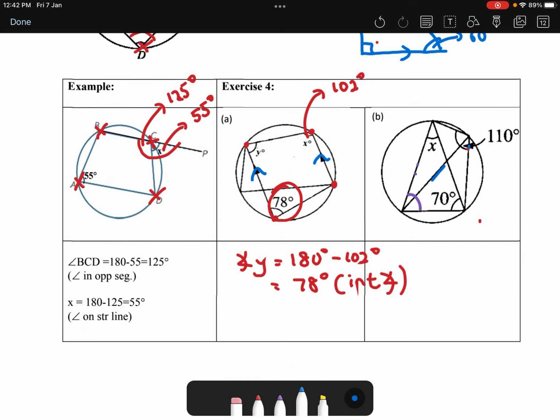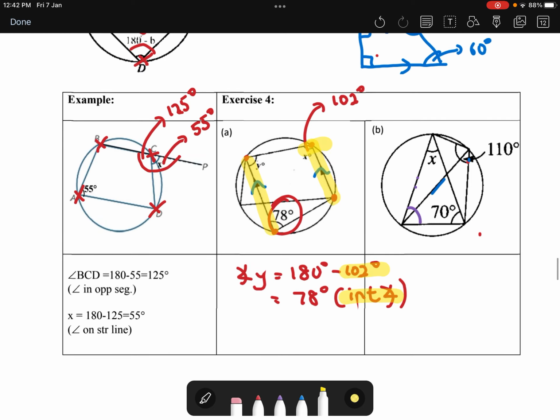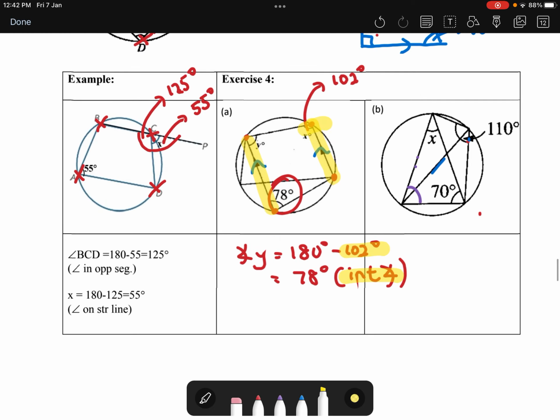So you just write 180 minus 102, because the 102 comes from the angle X. So that will give you 78 degrees, but you cannot write opposite angle. You must write interior angle. So interior angles add up to 180. Okay, but interior angle you can only use when you see a pair of parallel lines. If they are not parallel, you cannot use interior angle already. It doesn't hold true.